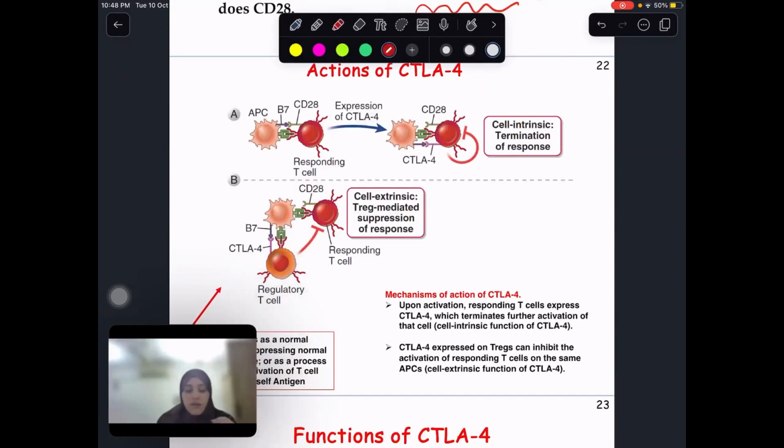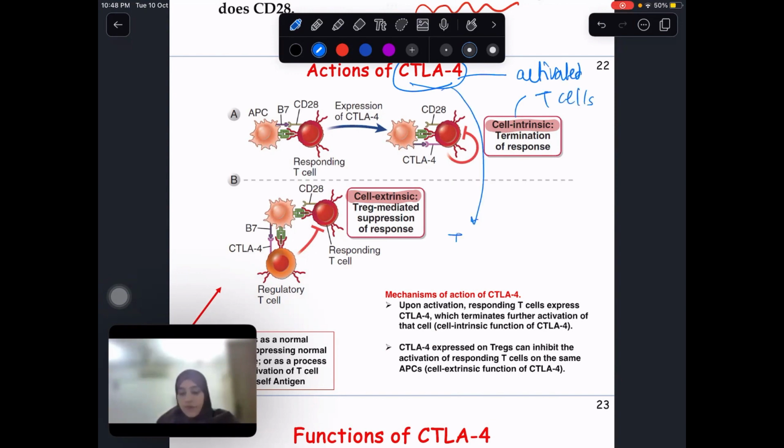Very simple. There's cell intrinsic and cell extrinsic. What does this mean? Cell intrinsic is the idea that the CTLA4 is expressed on what? The activated T cells. Whereas if the CTLA4 is expressed on the Tregs, it's known as the cell extrinsic. Can you see? Treg. Okay? You can see regulatory T cells. Whereas this one, this activated T cell is expressing the CTLA4 by itself. It does not require the Treg.